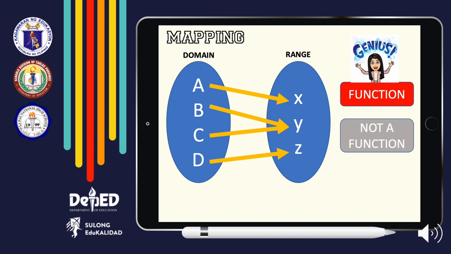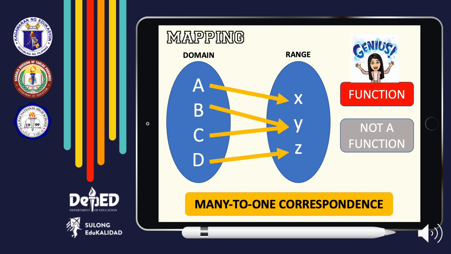And this is a type of many-to-one correspondence. For this example, we have two elements in our domain, B and C, that have the same element in our range. Take note that this is still a function because every element has only one output. I hope I made that clear. So, this is a function.